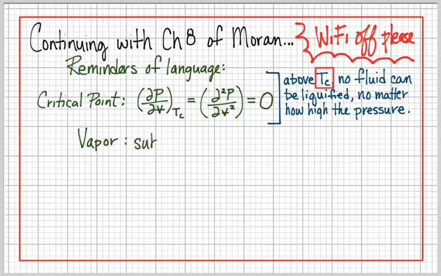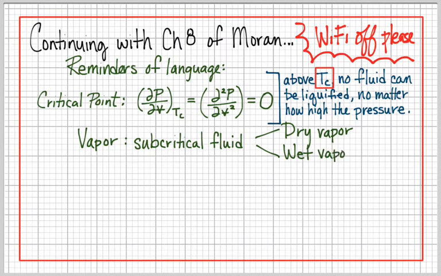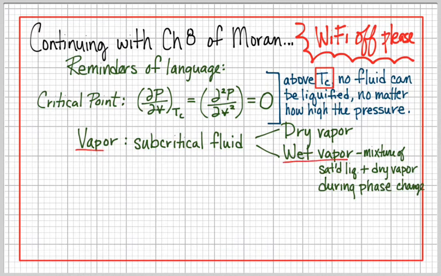But below the critical point, remember, critical point data can be found in the back of almost every steam table. Below that critical point is the vapor dome. One thing that we're going to bring out is the idea that vapor itself, the word vapor, is subcritical. It is a below the critical point fluid. It is composed of dry vapor. There is dry vapor and there is wet vapor, and wet vapor is a mixture. It's a mixture of saturated liquid plus dry vapor, and it's what we deal with when we're doing quality estimations under the vapor dome.